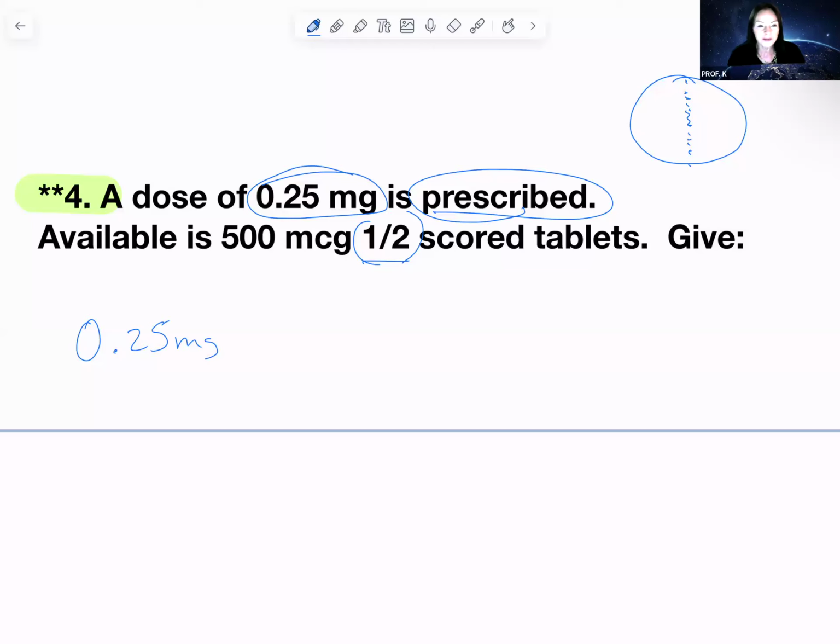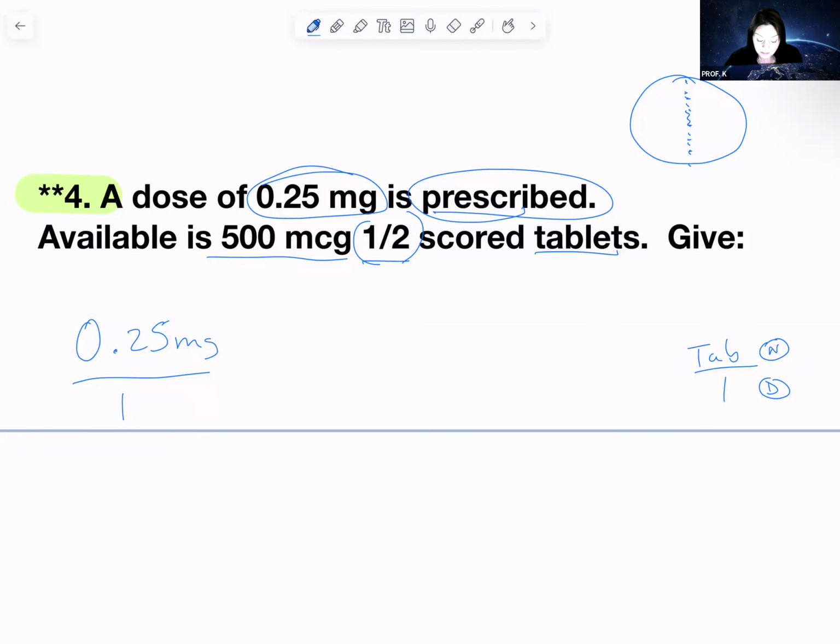Beautiful. So what am I giving? Well, it comes in a tablet, so I'm giving a tablet. So my wanted is tablet. I'm going to put that over 1, make sure the word tablet falls in the numerator section. That's why I write it this way. So 0.25 milligrams is ordered. But guess what? Available is only 500 microgram tablets, and it comes split in half. So I need to know my conversion.